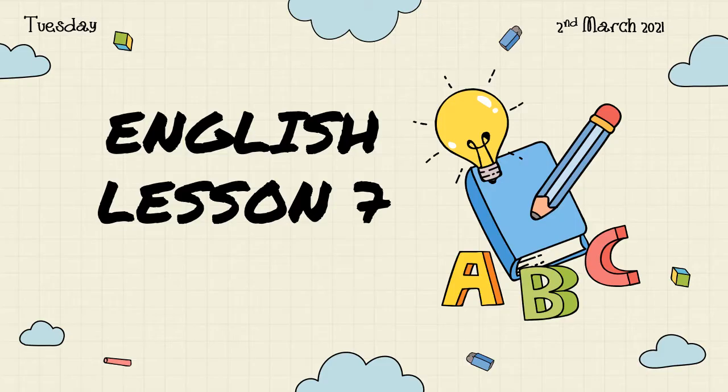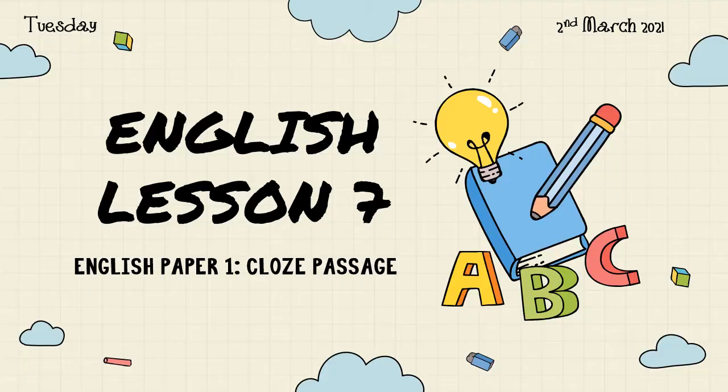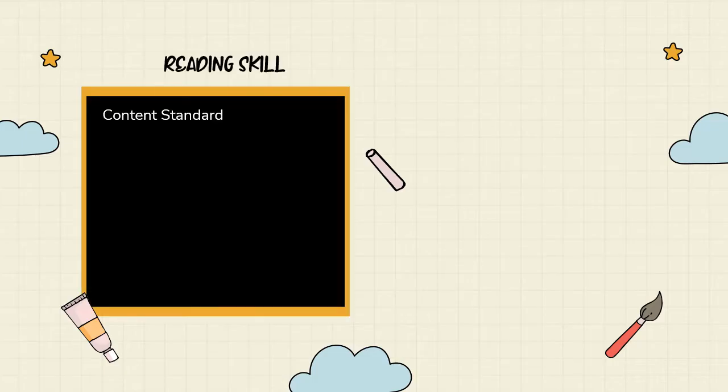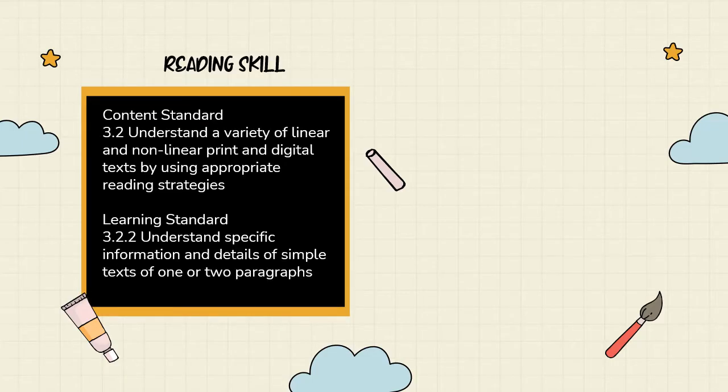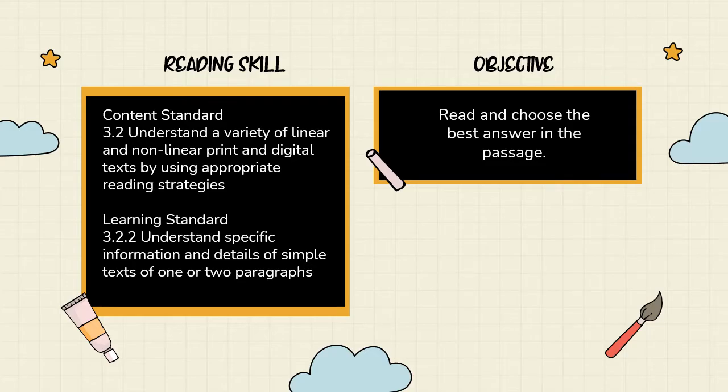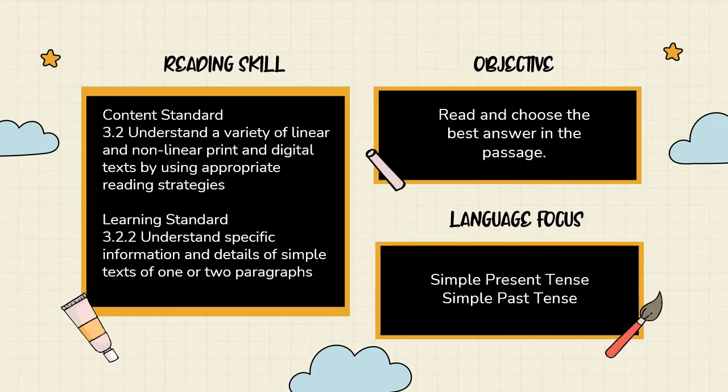Welcome back to our lesson, and today you are going to learn how to answer closed passage, and this is for English paper 1. Today is reading, and this is our content standard, and this is our learning standard. And today the objective is, by the end of the lesson, pupils will be able to read and choose the best answer in the passage. And the focus would be simple present tense and simple past tense.